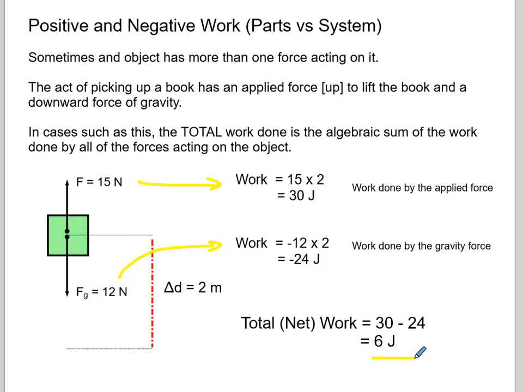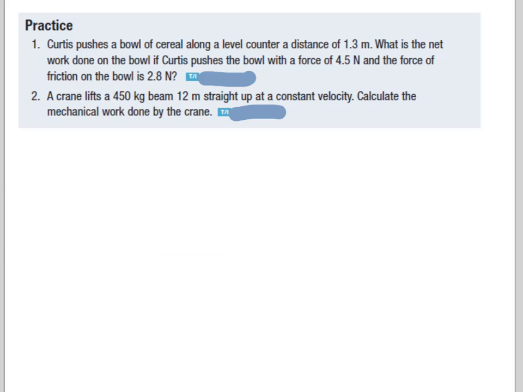Those of you who are looking really closely at this will also say, well, the F net in this case, by the time you do 15 minus 12, is 3 newtons. Well, 3 newtons times 2 meters will get you that same 6 joules. So that's one of the things we're going to look at. There's a net force that does work, but you can also analyze the parts to see what they do individually. Pause it here and have a look, and we'll try these, and then I'll reveal the answers in a minute.